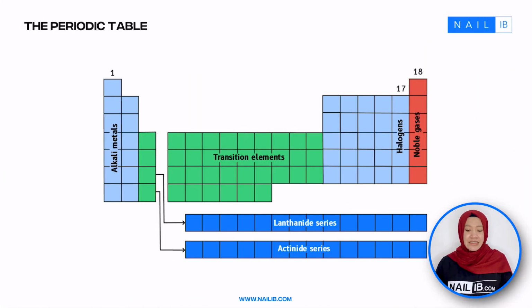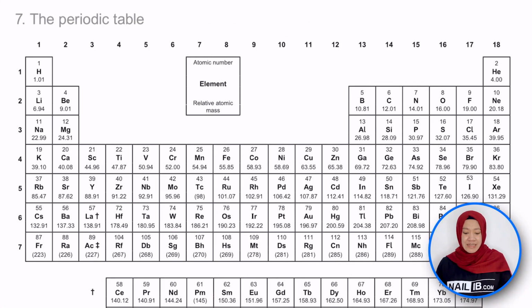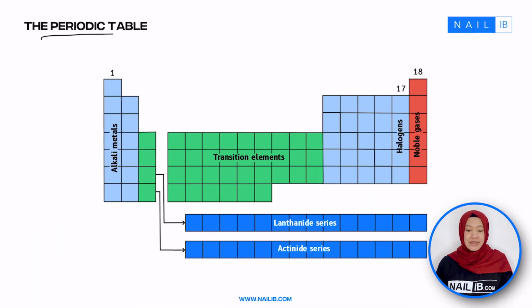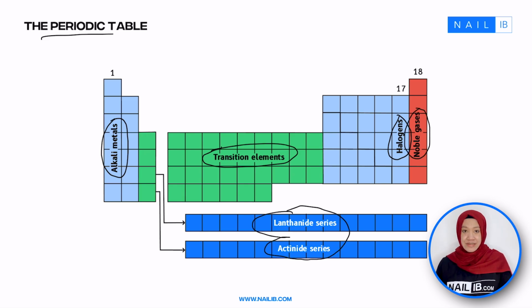Okay, this is the periodic table, the real periodic table that you will find in the chemistry data booklet. The periodic table has key labelled groups: alkali metals, transition elements, halogens, noble gases, and the lanthanide and actinide series.